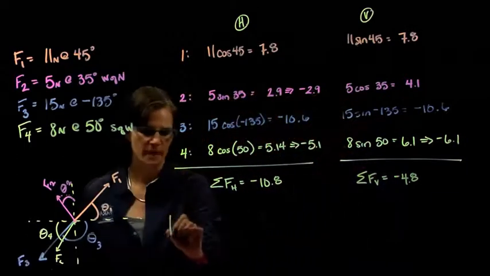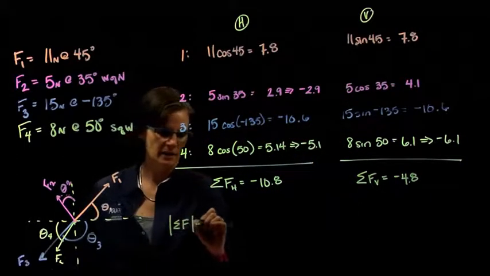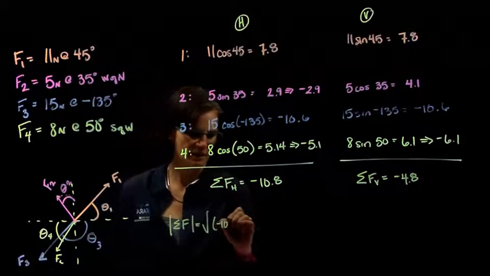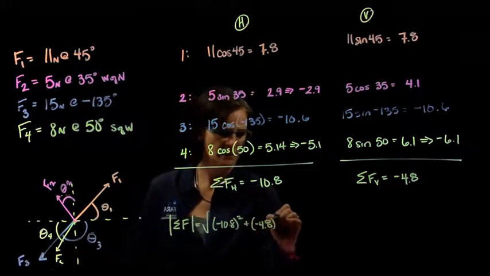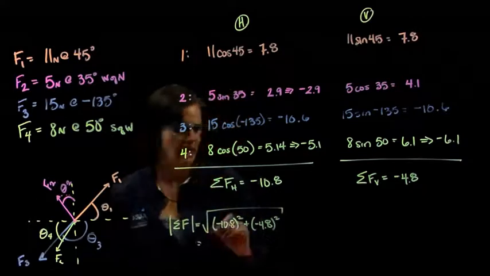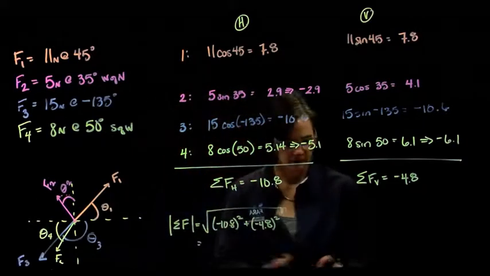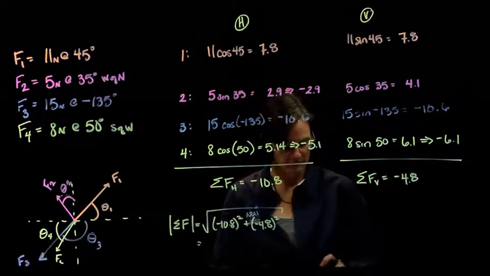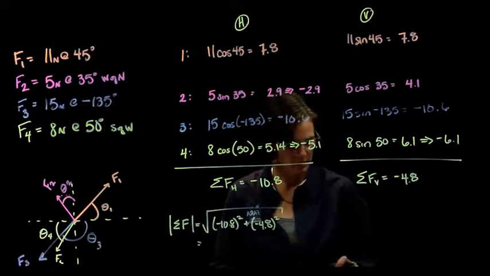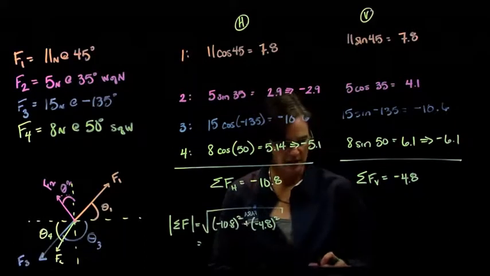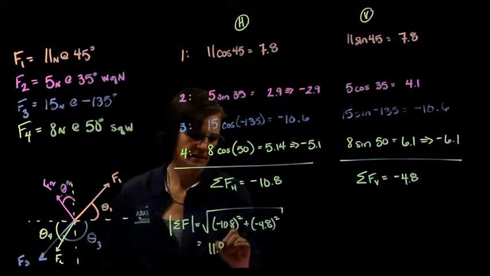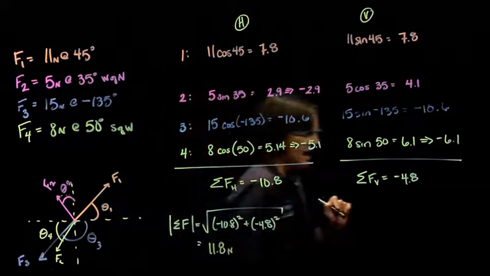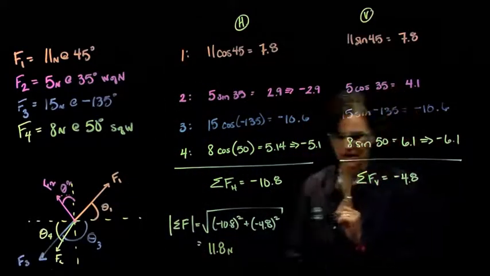So to get the magnitude of the sum of the forces, I take the square root of negative 10.8 squared plus negative 4.8 squared, and I get an answer of 11.8 newtons, and that is consistent with my answer.